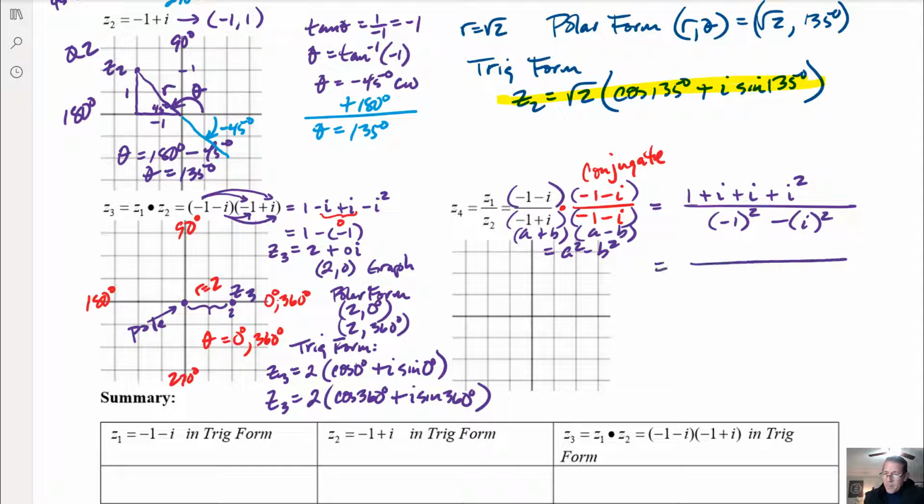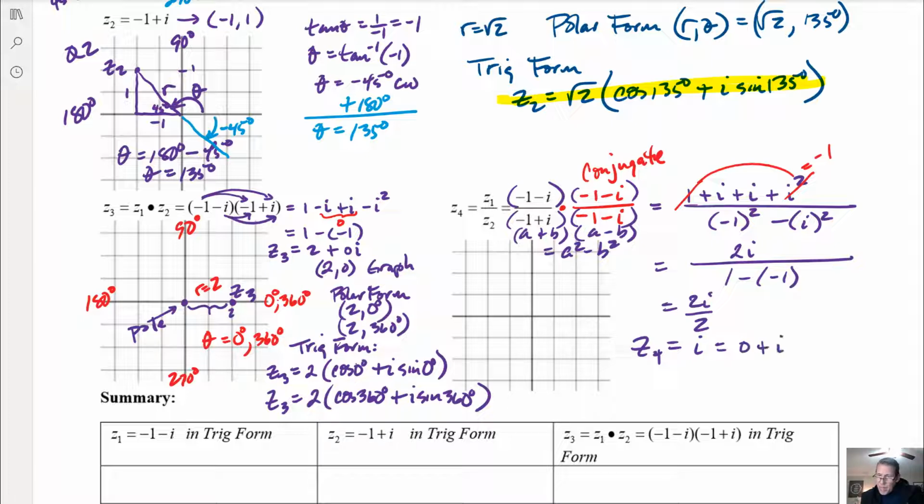Okay, here we go. So up top, negative 1. This is equal to negative 1 here. And the positive 1, they cancel. Okay, and all you get is 2i up top. And then down in the denominator here, I got 1 minus a negative 1. I squared is negative 1. And that's just 2. So really I have 2i divided by 2, which is simply i. So there's Z4, i. You can write i in Cartesian form as 0 plus i.